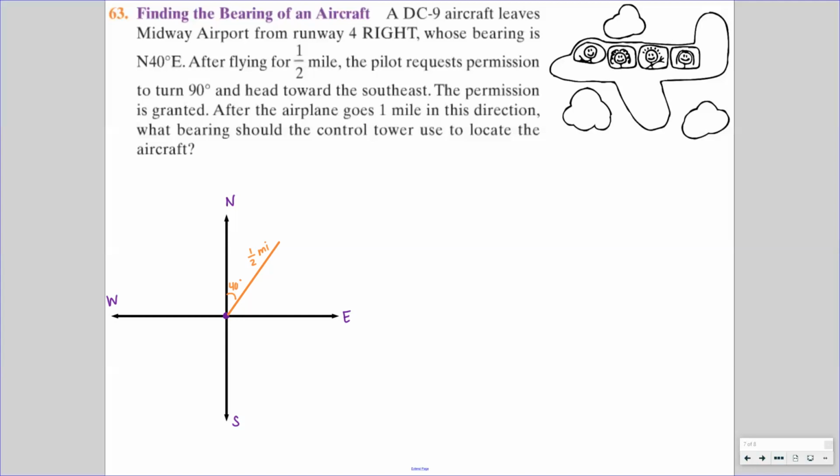From here, we're told that the pilot asks permission to turn 90 degrees, exactly 90 degrees, because that's definitely real life. All right, and we are going to head towards the southeast. So 90 degrees towards the southeast. Well, southeast, you guys, is down here, right? Southeast. So we're going to move in that direction, but we're going to turn 90 degrees. So from the end of that half mile leg, we are now going to sketch a leg that is a mile at an angle of 90 degrees.